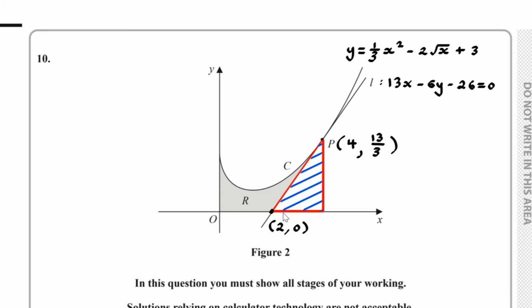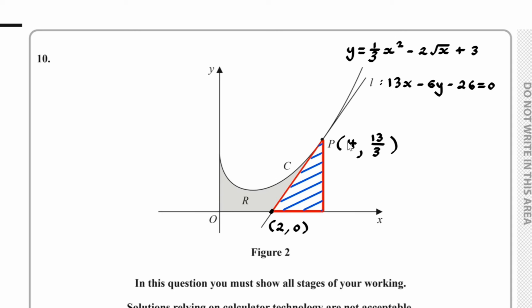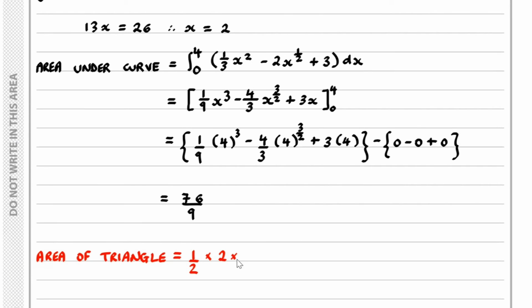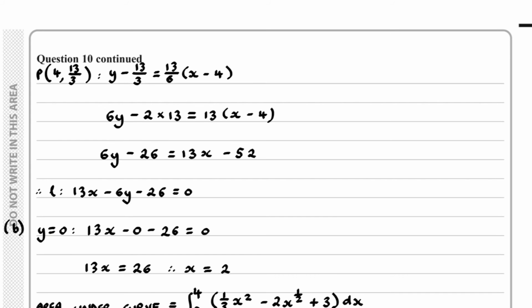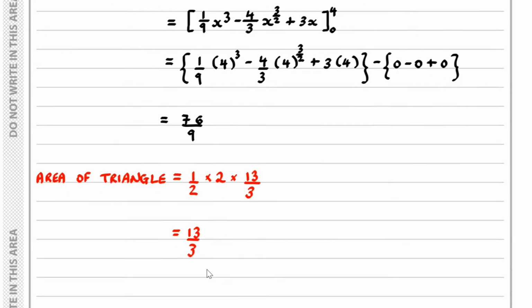Now we can find out the area of this triangle. For the area of the triangle, we've got 1/2 times by the base. Now the base here, we are going from 2 to 4, so the base here is the difference between that, which is 2, and the height, we are going from 0 to 13/3. And so if we work out the area of the triangle, it turns out we get 13/3.